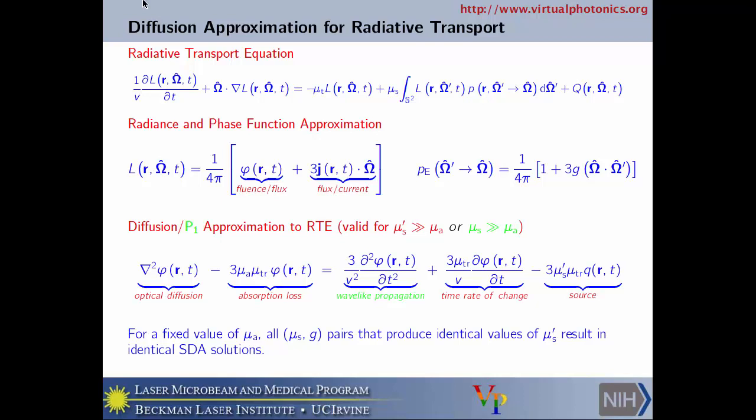The other thing to bear in mind here is that g, the single scattering asymmetry coefficient, does not appear alone in this equation. You only see it embedded in either mu s prime, which you see in the source term, or in the transport coefficient mu tr. And what that means is that for a fixed value of absorption, all pairs of the scattering coefficient and g that produce identical values in mu s prime result in the same solution. So that means that the standard diffusion approximation no longer gives you sensitivity to the single scattering asymmetry. Okay.